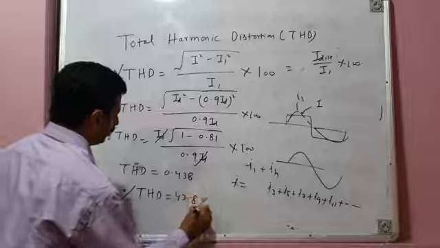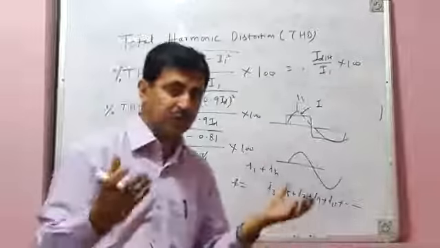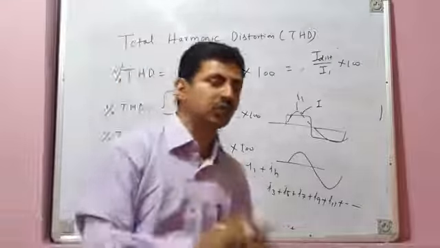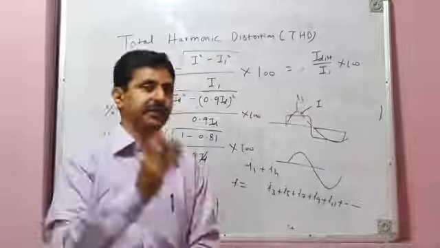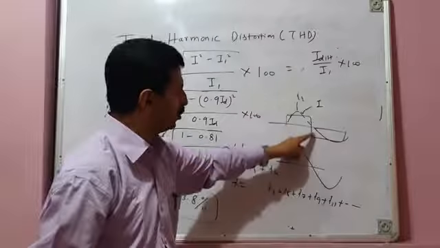43.8%. So this gives us an idea about the level or magnitude of distortion in the source current. Your source current has a distortion level of 43.8%. So it is highly distorted. Okay, so what type of source current did you assume? This.